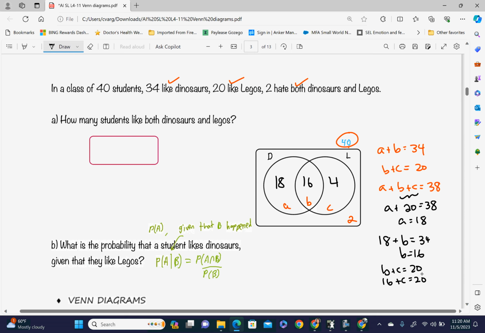Now let's check our math. 34 like dinosaurs, 18 plus 16. Double check: 20 like Legos, so B plus C is 20. Two hate both, we have them accounted for, and the total is 40. Let's add 18 plus 16 plus 4, that's 20, and 18 plus 2 is another 20, so that's 40 altogether. Now it asks how many students like both dinosaurs and Legos, and that is this middle piece right here, so that's 16 students.